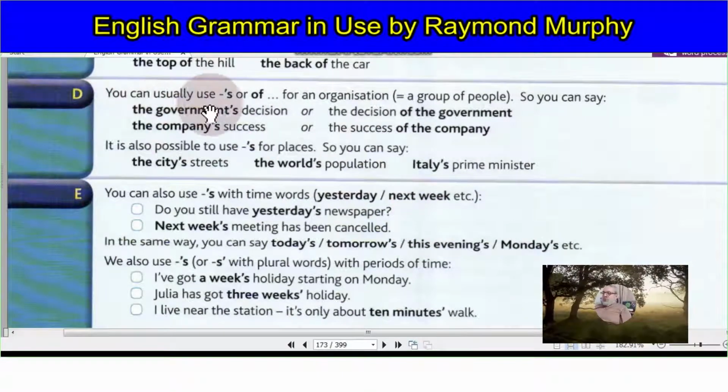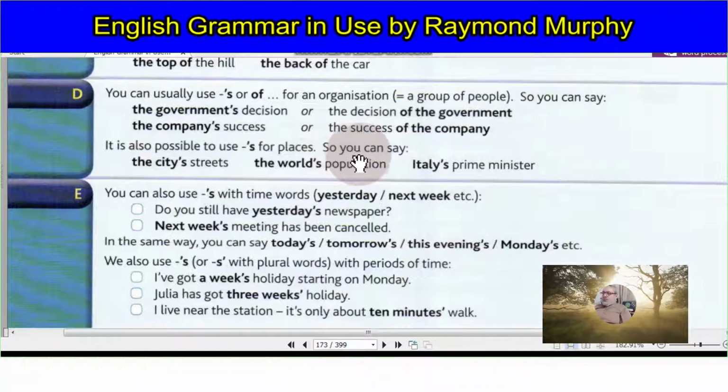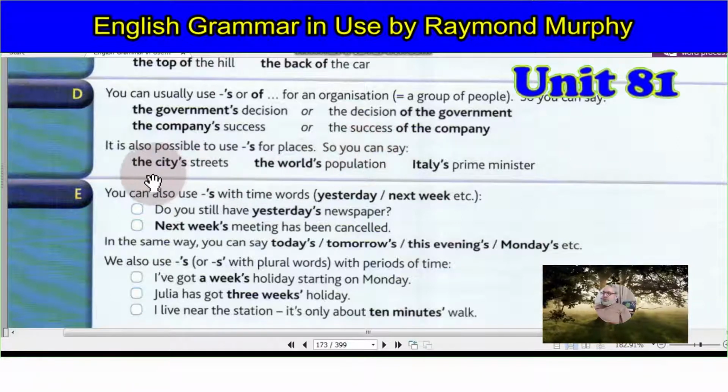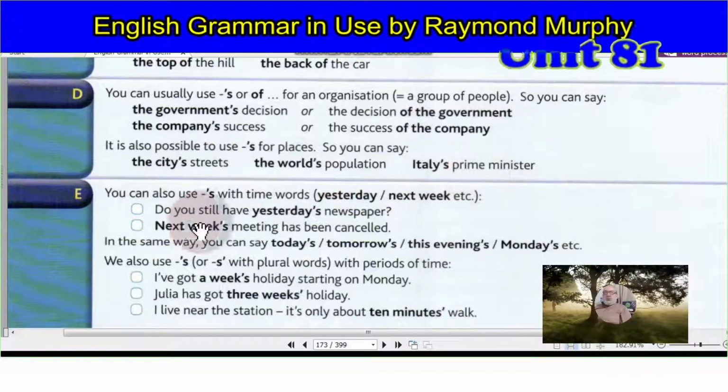D. You can usually use 's or of for an organization or a group of people, so you can say the government's decision or the decision of the government, the company's success or the success of the company. It is also possible to use 's for places, so you can say the city's streets, the world's population, Italy's prime minister.